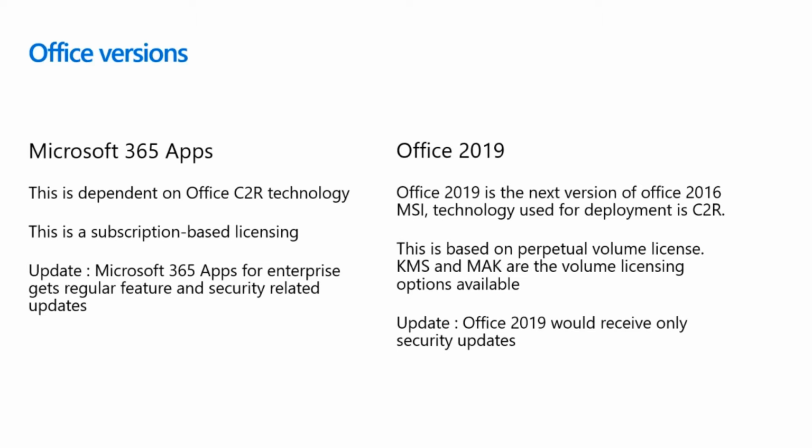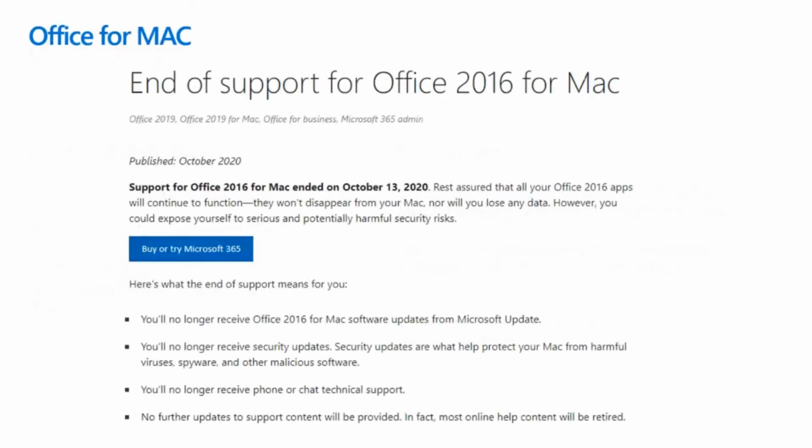Okay, so the next slide talks about the support lifecycle for Office for Mac. Because we see there are certain environments still having Office 2016 for Mac, and we get cases on those. So we just want to update on this part that it is a good time, or it is required, to move on to Office 2019 for Mac or Microsoft 365 apps for Mac to be on the supported lifecycle.